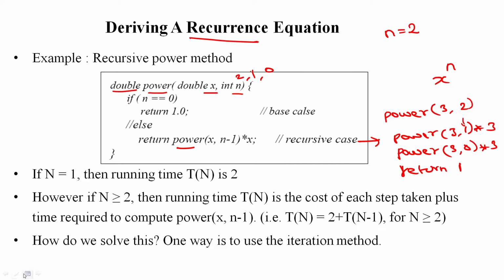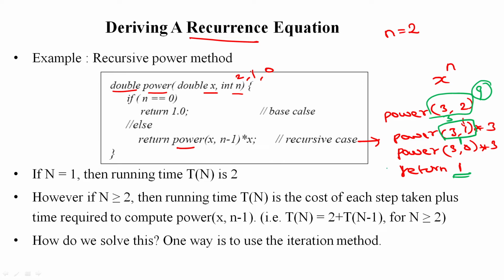So now you go back. Power of 3 comma 0 is 1, so 1 is substituted here. 1 into 3, 3. So now this value becomes 3. So 3 into 3, 9. So 9 is the value substituted for power of 3 comma 2. So 9 is your value.